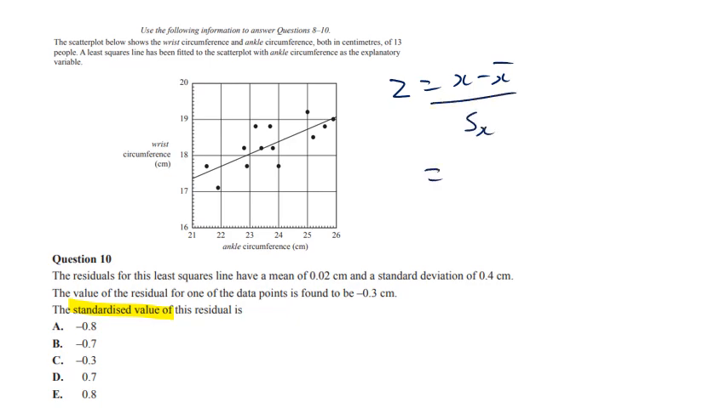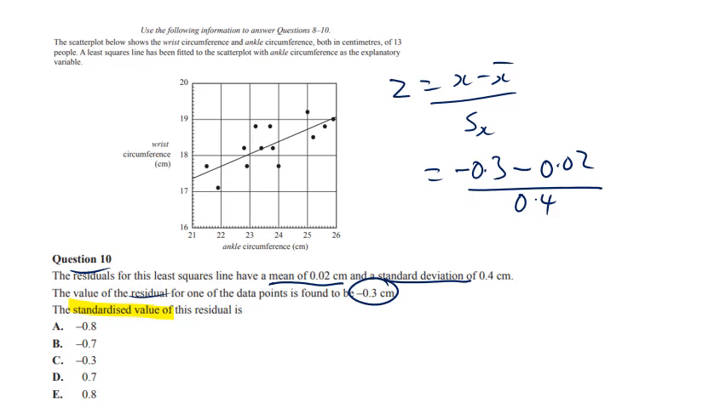Well, they've given you some values. Now, they're trying to be cute and talk about residual and stuff like that, but that's just trying to word you and freak you out. It's actually minus 0.3, which is this one. That's our mean. And then we've got minus the mean, which is X bar, 0.02, and then we divide by the standard deviation. That's our SX of 0.4. If you stick all that into your calculator, you get minus 0.8. Therefore, the answer is A.